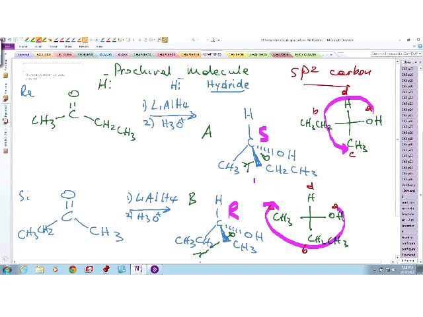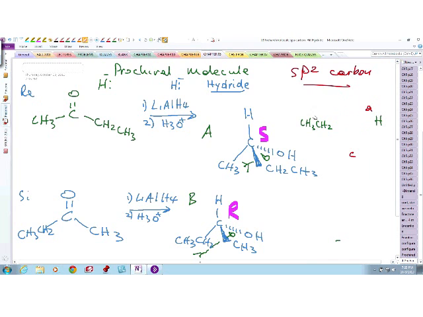Okay? So these two molecules here, what is the relationship between them? Does anybody know? What is the stereochemical relationship between them? Enantiomers. So therefore molecules A and B are enantiomers. So if you approach this molecule from the Re face, you get the S enantiomer. If the reaction takes place on the Si face, the product you get is the R enantiomer.